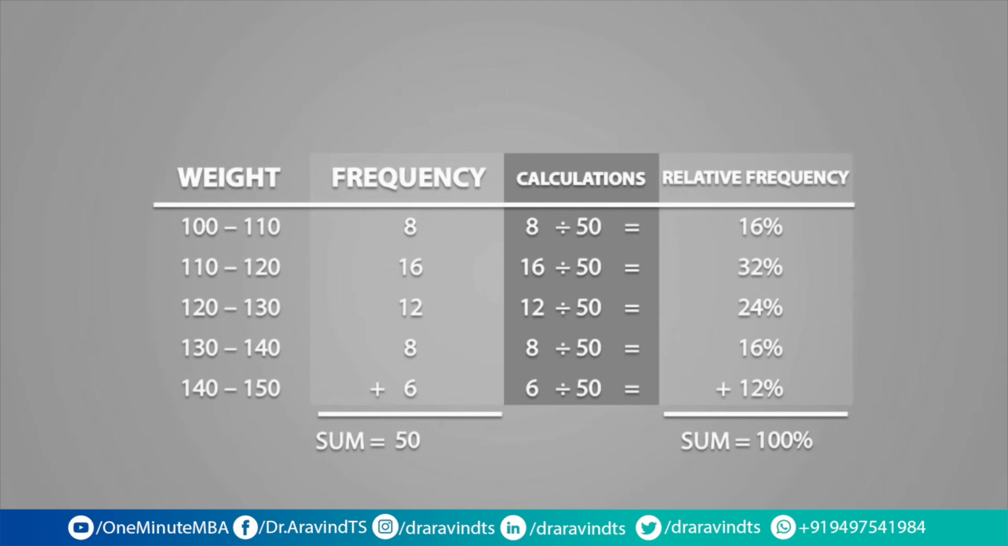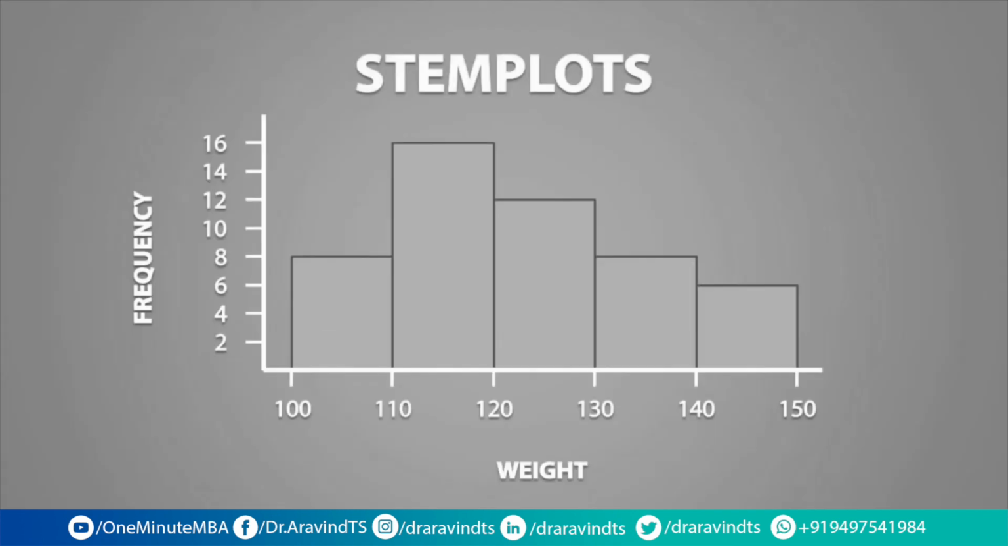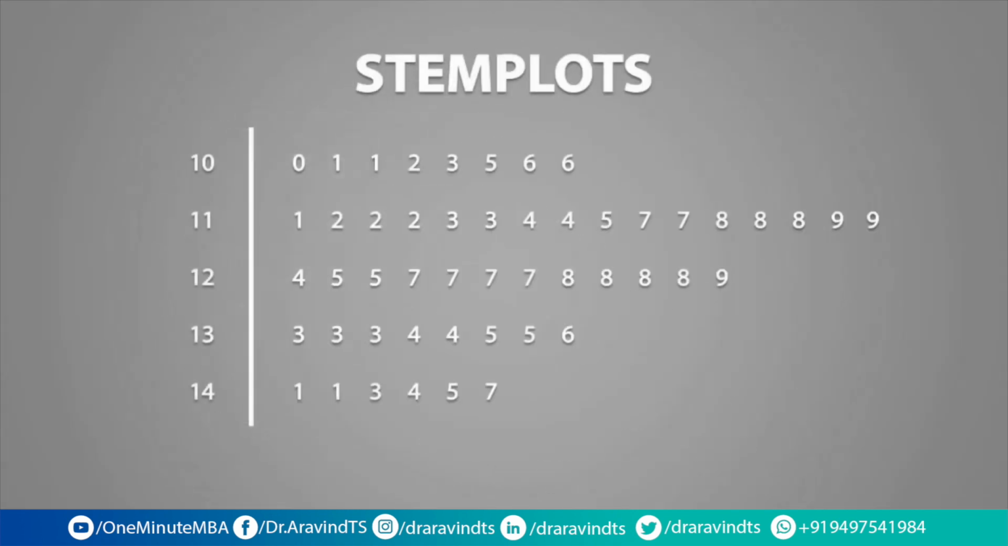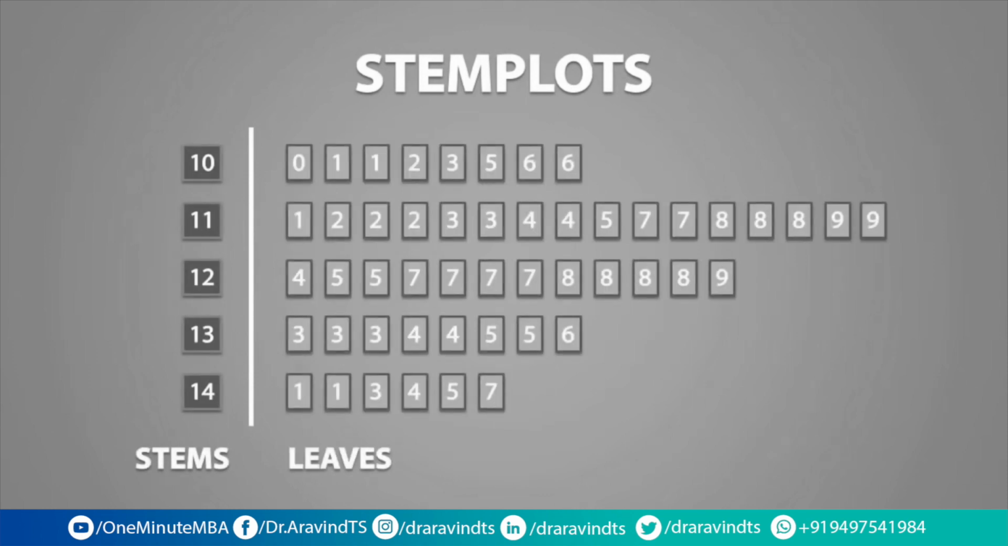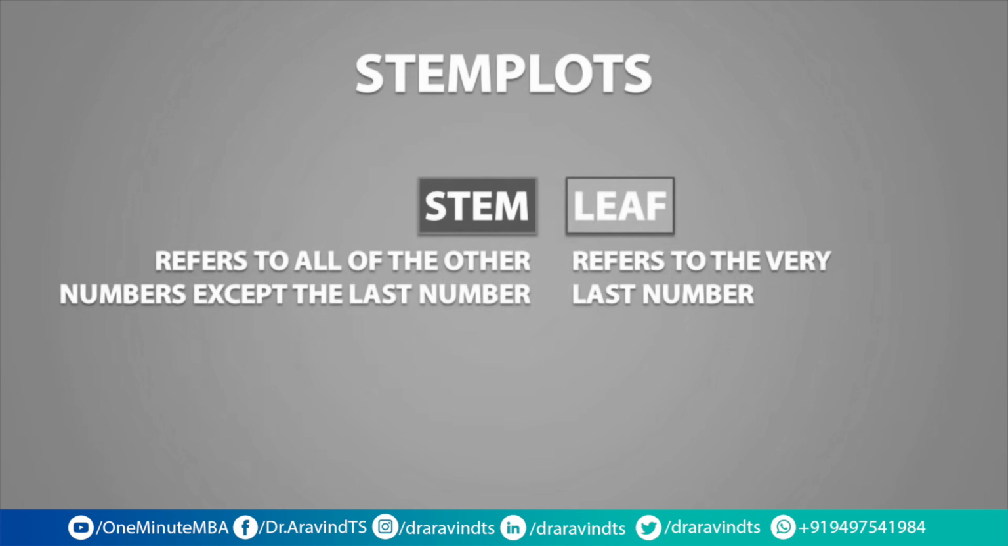In the same way, regular histograms can be converted into histograms that tell us the proportion of values for each interval. Now stem plots are like histograms, except they show each data point. Stem plots consist of stems and leaves. A leaf refers to the very last number, and a stem refers to all of the other numbers except the last number. Stems and leaves are usually separated by a line.